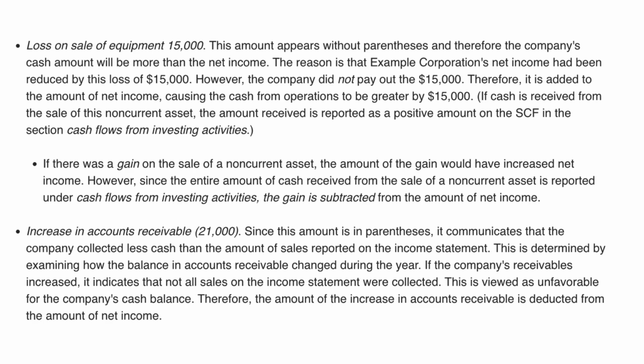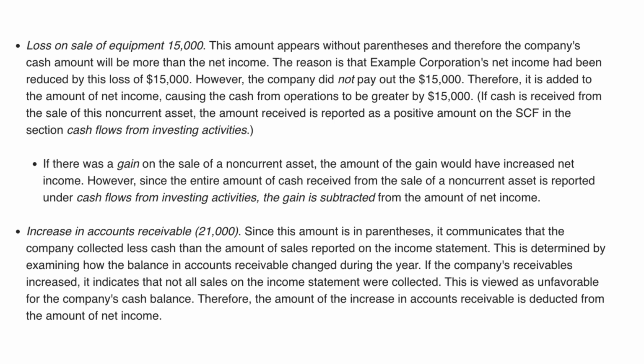Loss on sale of equipment, $15,000. This amount appears without parentheses and therefore the company's cash amount will be more than the net income. The reason is that Example Corporation's net income had been reduced by this loss of $15,000. However, the company did not pay out the $15,000. Therefore, it is added to the amount of net income, causing the cash from operations to be greater by $15,000.